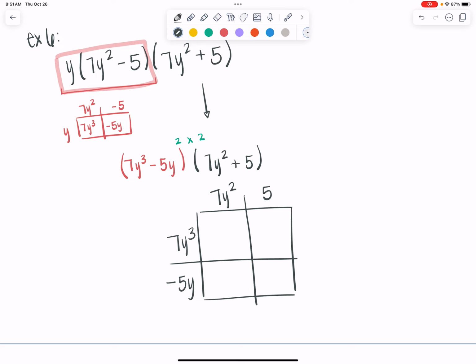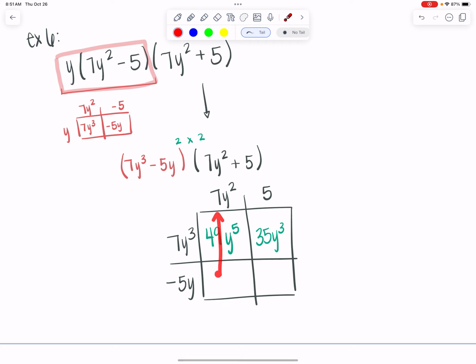Okay, so now I'm going to go through and multiply inside to fill in the box. So 7y squared times 7y to the third. Well, 7 times 7 gives me 49, and then y squared times y to the third gives me y to the fifth. Add those exponents. Okay, going over to the next one, 5 times 7y to the third is going to give me 7 times 5 is 35, and then y to the third.